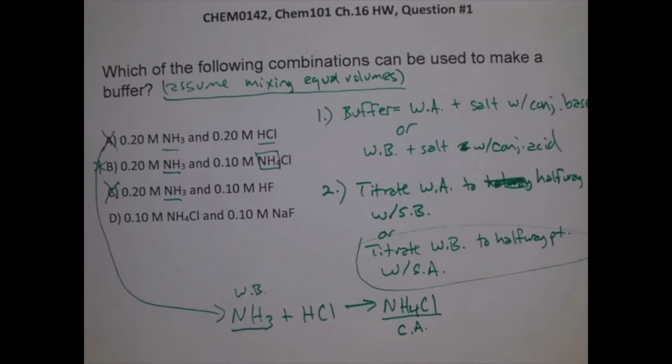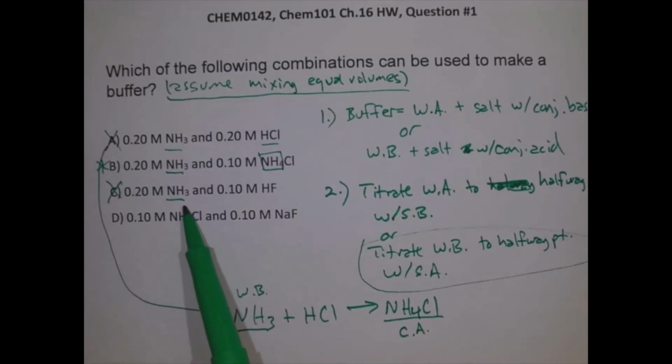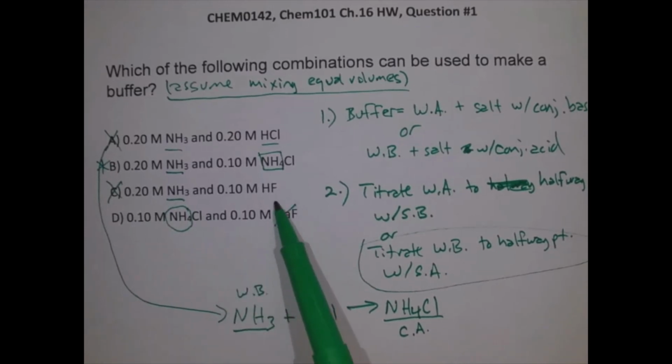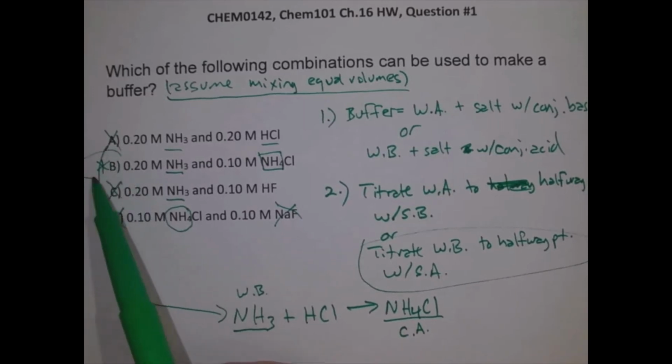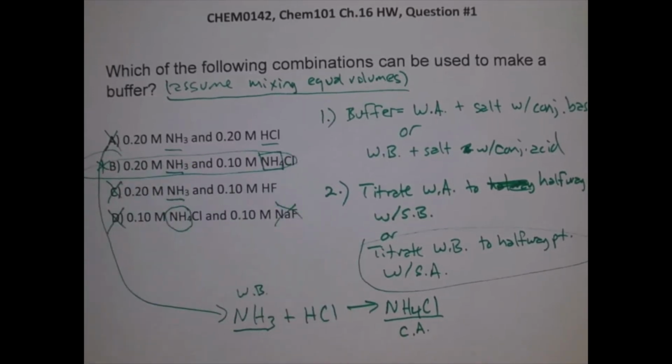And for the final option here, once again we have the conjugate acid, but we're not mixing it with its weak base. We have to have that mixture of a weak base and its conjugate acid, or a weak acid and its conjugate base. So we can also eliminate that one. So, as we thought, B looks like the correct answer.